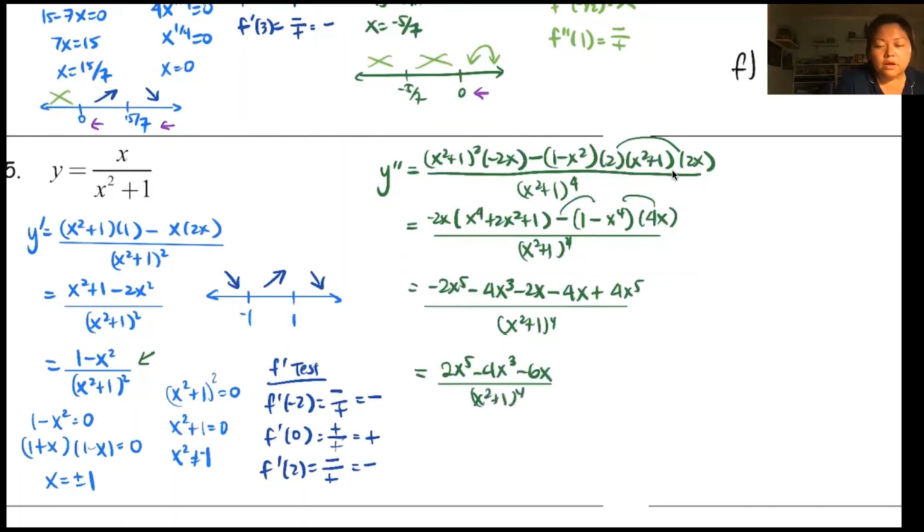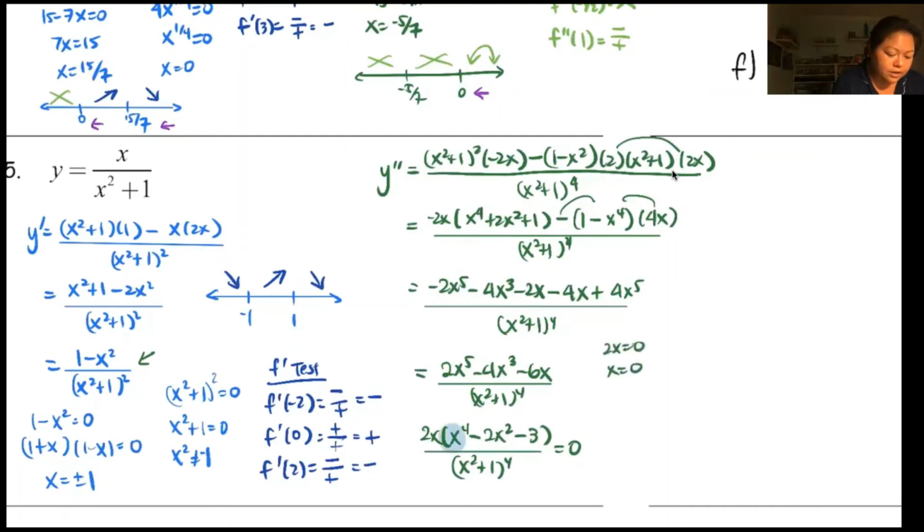So you gotta solve, set the top equal to 0. So the numerator, if you factor out 2x from all of them, so you will get 2x times x to the 4th minus 2x squared minus 3 all over x squared plus 1 to the 4th. You set equal to 0. Okay, so this actually does solve really nicely. Believe it or not, you have 2x equals 0, so that gives you x equals 0.